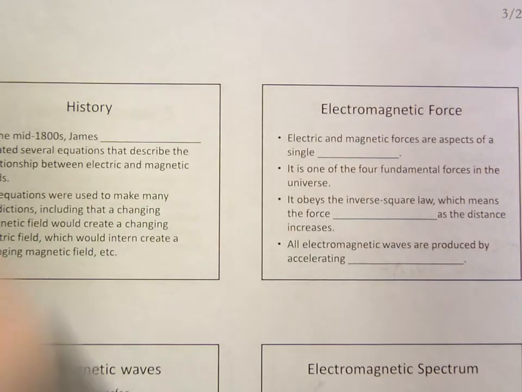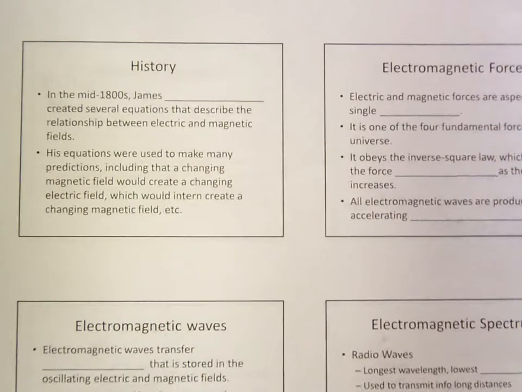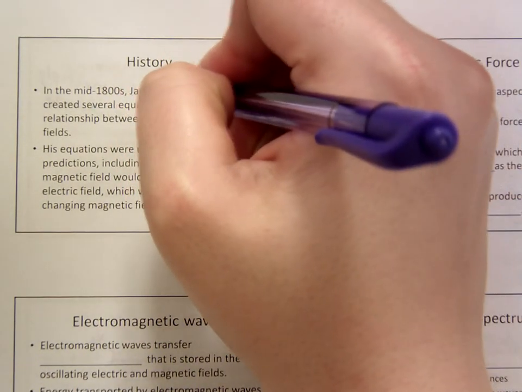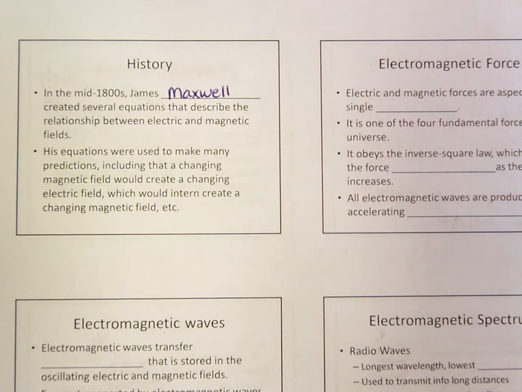All right. Now, in the mid-1800s, a guy by the name of James Maxwell created several equations that describe the relationship between electric and magnetic fields. And among other things, his equations were used to make predictions, including that changing magnetic fields would create changing electric fields, which creates changing magnetic fields, and so on and so forth. So he basically predicted how electromagnetic waves would work.